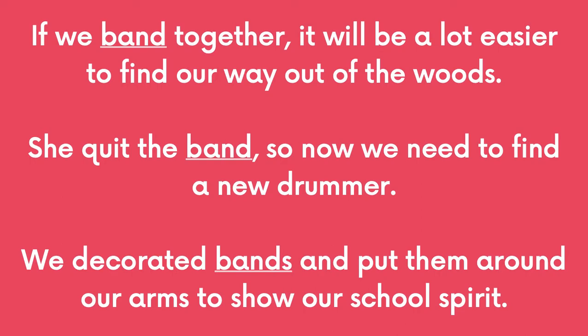The third sentence here is, we decorated bands and put them around our arms to show our school spirit. So in this example, we're talking about a piece of fabric that can be tied around something, an armband or a band that can be tied around maybe your leg, something like a bandage, but it is a physical, tangible thing. So this is a noun, and that's another way that it can be used.